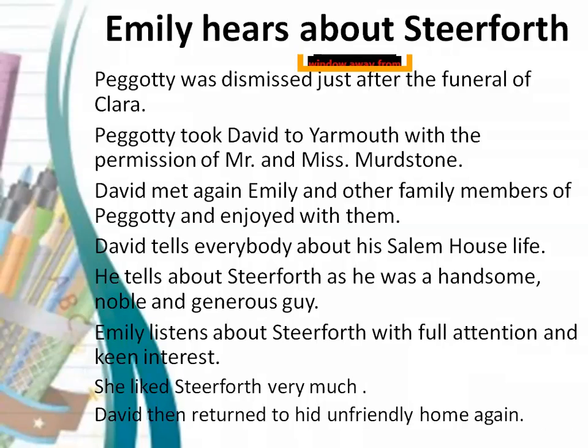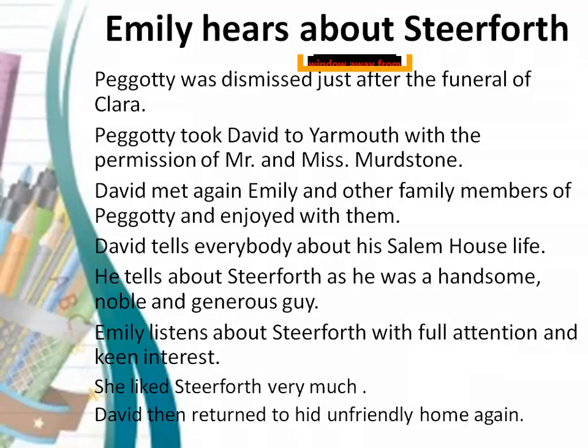Okay, both have given the permission to Miss Peggotty to take David to Yarmouth, as Peggotty also knew that Mr. and Miss Murdstone would treat David very badly just because of the death of Clara. After the death, they would not be able to keep David with their wishes. So Peggotty took David to Yarmouth with herself, with the permission of both of them.